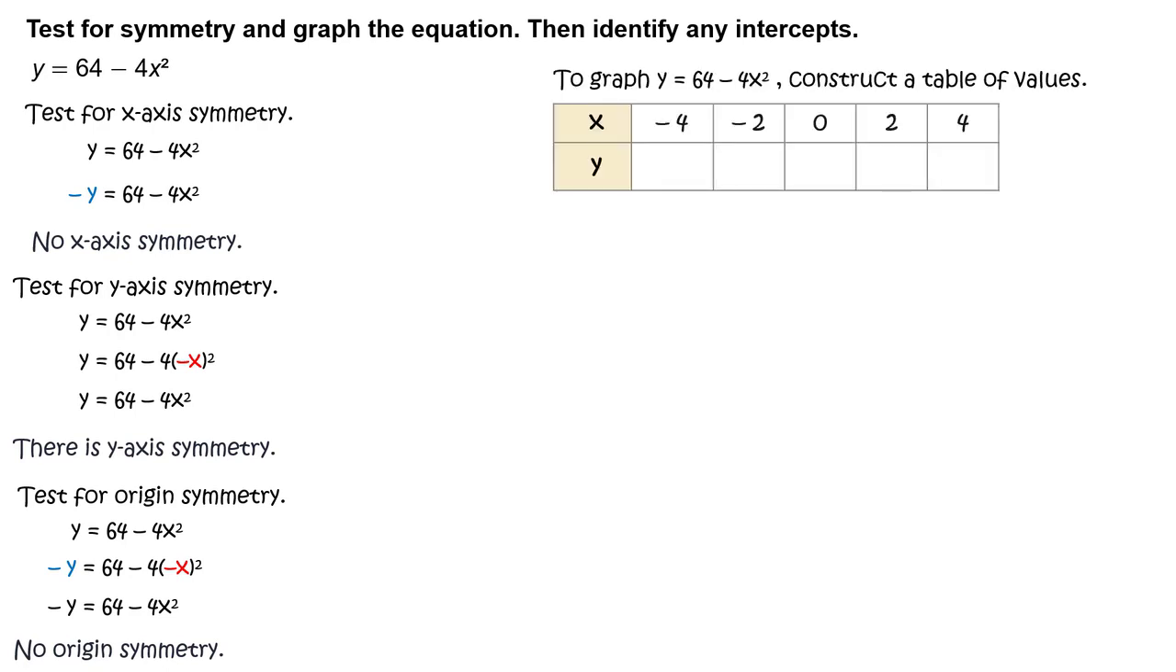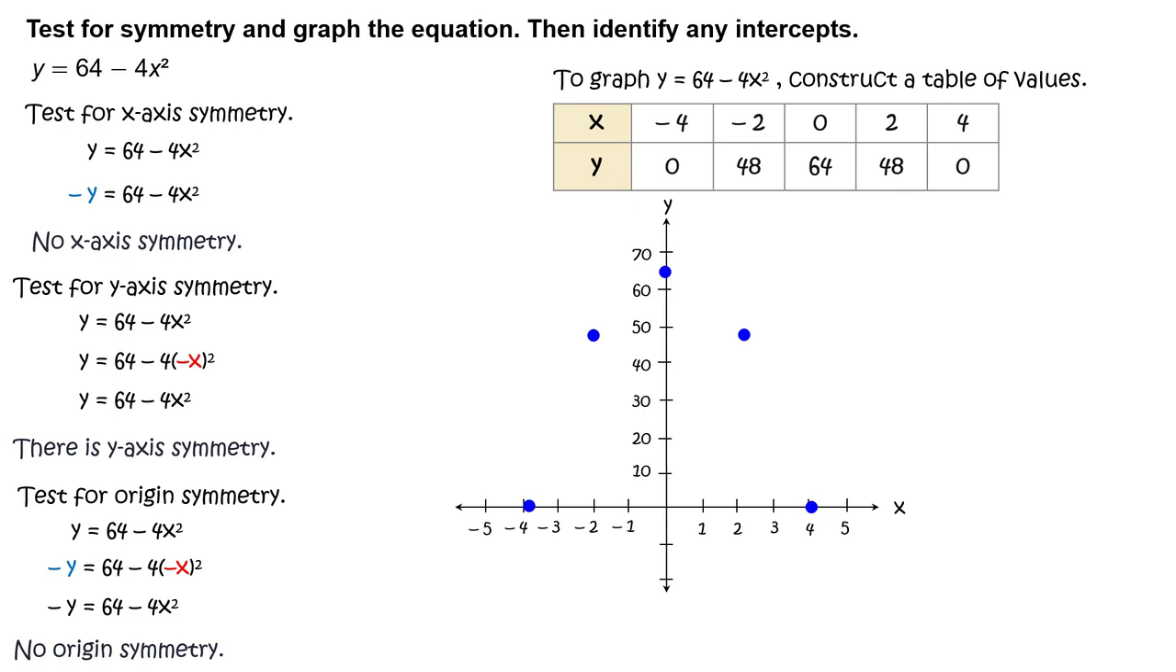To graph y equals 64 minus 4x squared, construct a table of values. When x equals negative 4, y equals 0. When x equals negative 2, y equals 48. When x equals 0, y equals 64. When x equals 2, y equals 48. When x equals 4, y equals 0. Plot the points from the table.